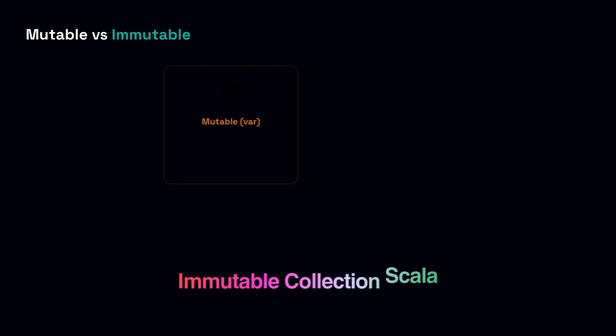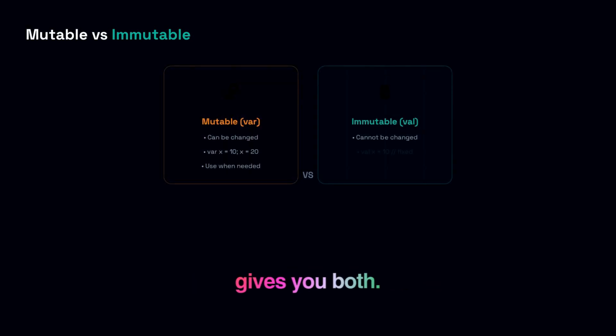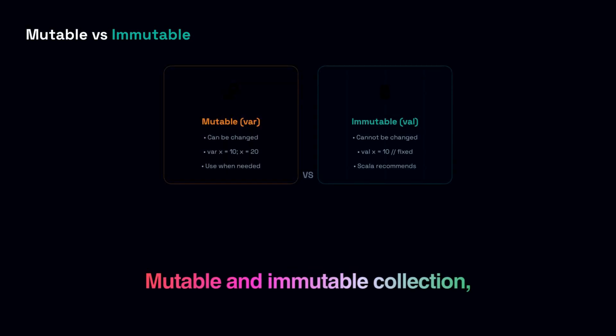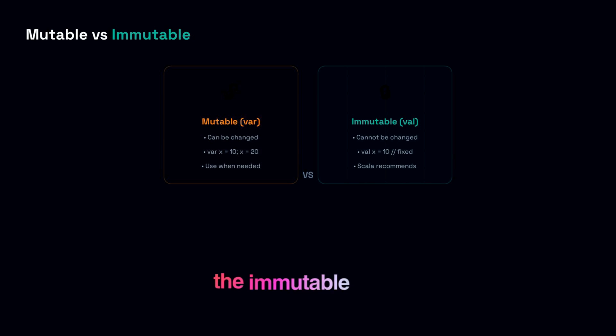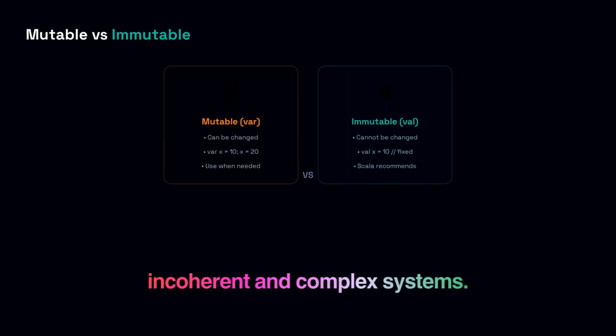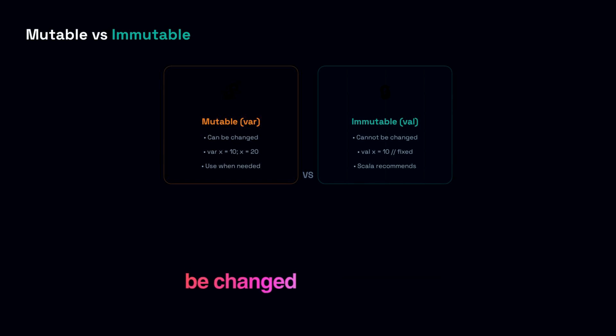Mutable versus immutable collections. Scala gives you both mutable and immutable collections, but it strongly encourages the immutable path. Here is why it matters. Mutable collections can be modified after they are created, flexible but risky in concurrent and complex systems. Immutable collections cannot be changed once created, making your program thread-safe, predictable, and far easier to debug.